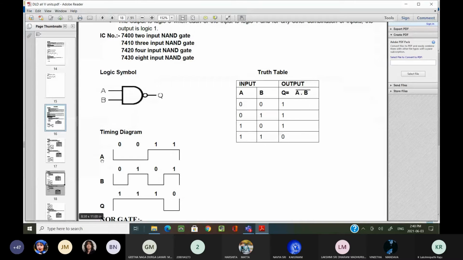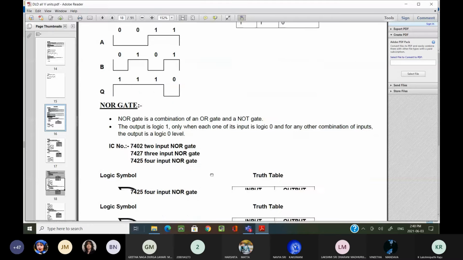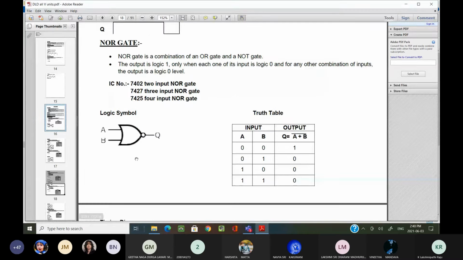In the same way, the timing diagram is also changing. Suppose if it is a 2 input NAND gate, this is the IC number. If it is a 3 input NAND gate, 7410, like that, 4 input, 8 input. I already told you 2 input is the basic input. It may be a 3 input, 4 input, like that. The number of inputs may vary.